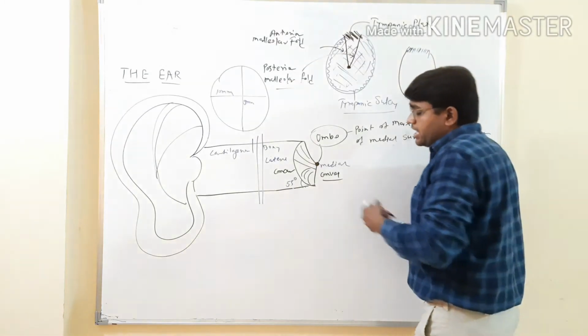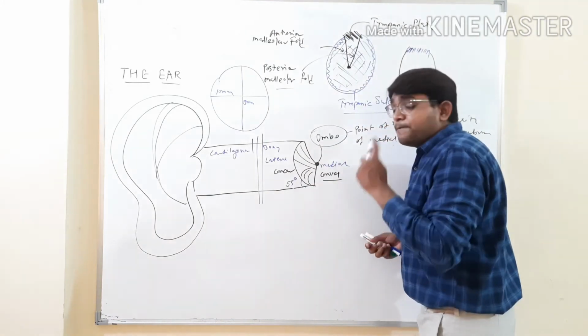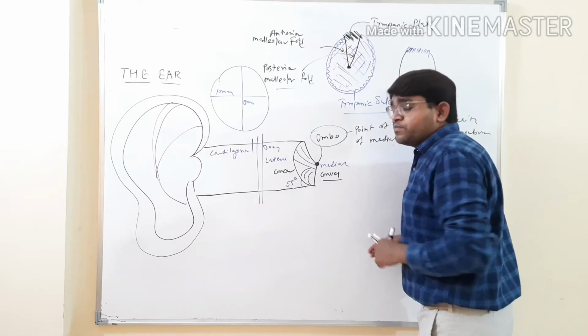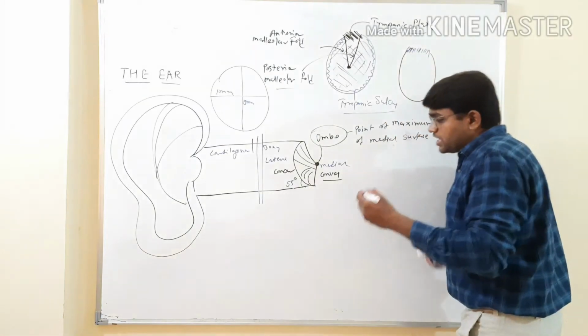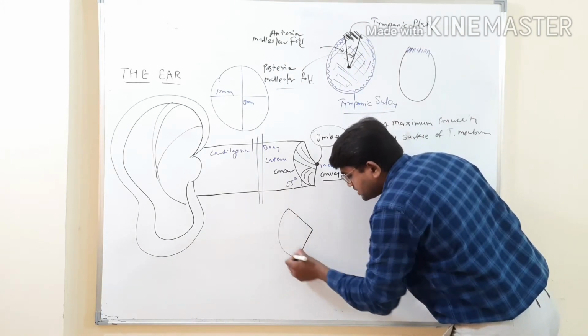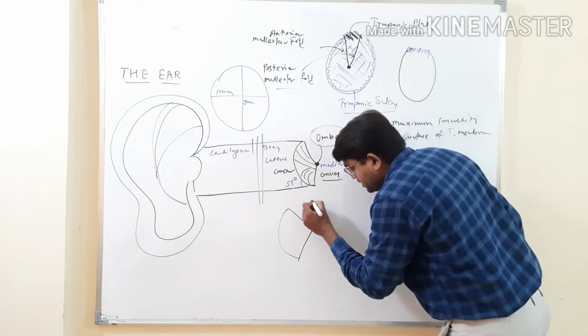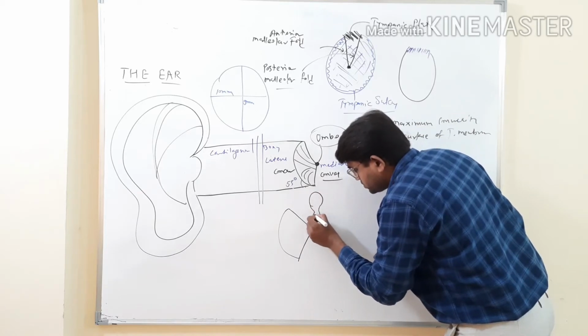Okay, the medial surface is in close relation with the malleus bone, and this umbo is attached with the handle of the malleus bone. So let me draw here the medial surface. It is the medial surface, and here it is the malleus bone.